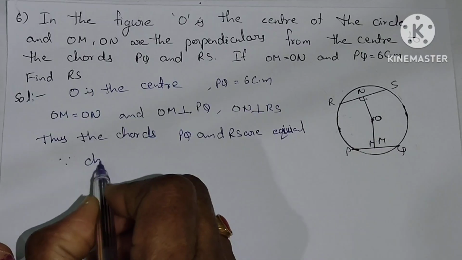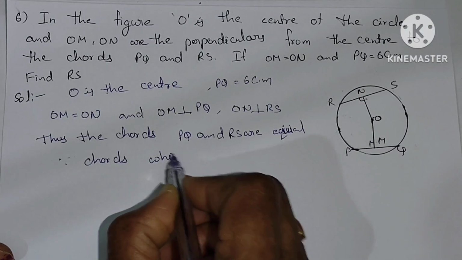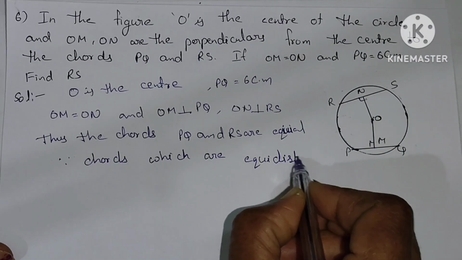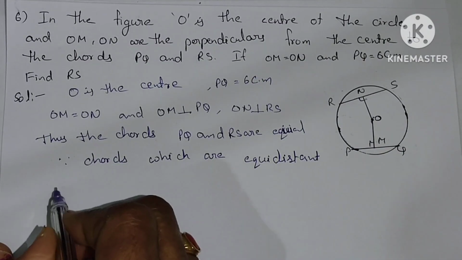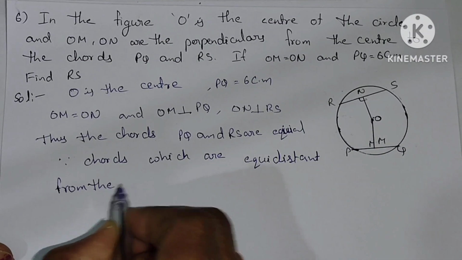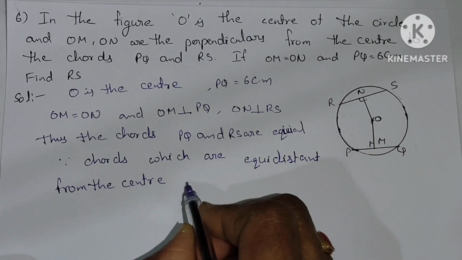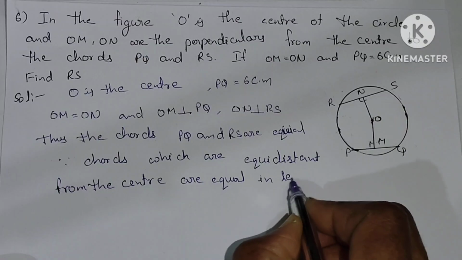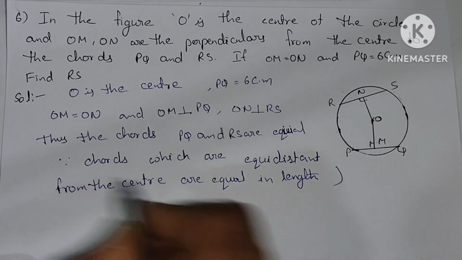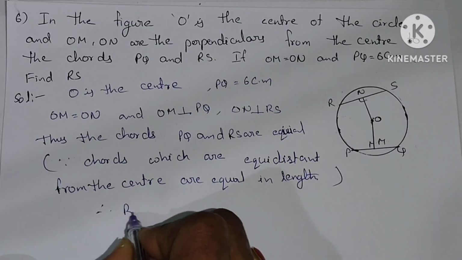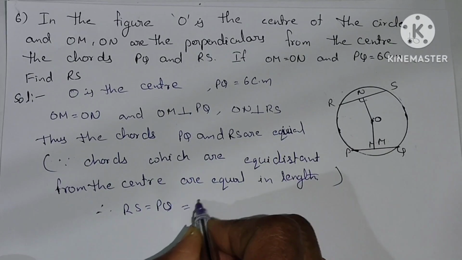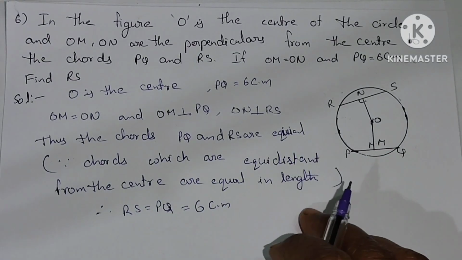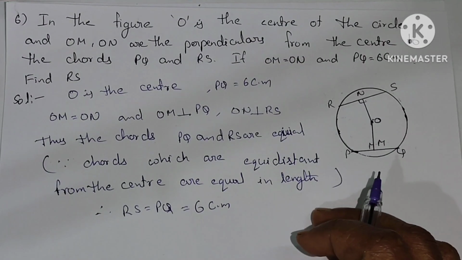So therefore, chords which are equidistant from the center are equal in length. So here therefore RS equal to PQ is equal to 6 centimeters. Already we know the one chord length, so the other chord is also 6 centimeters. This is the sixth one answer.